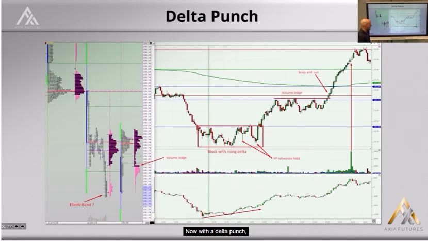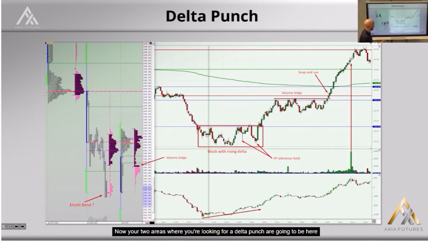Now, with a delta punch, the difficulty that you have with these is that they're very visible after they've happened, not so as they happen. That's the difficult part. However, you can have an expectation of where they're going to happen.